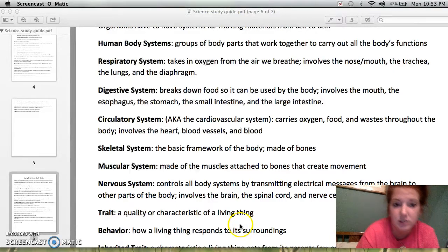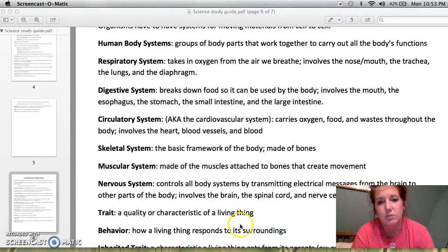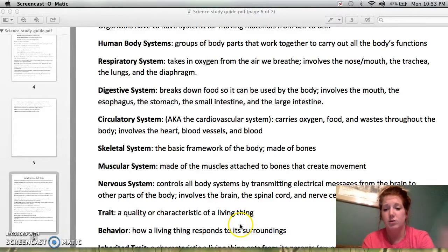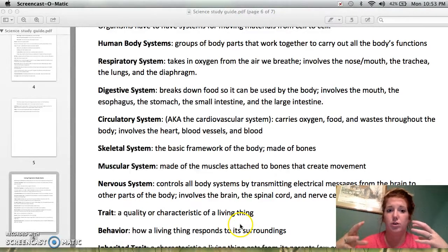The nervous system controls all the body systems by transmitting electrical messages from the brain to other parts of the body. It involves the brain, spinal cord, and nerve cells. So the nervous system is responsible for sending all the messages to your other systems to keep them going and working to keep you alive. So it kind of organizes everything.